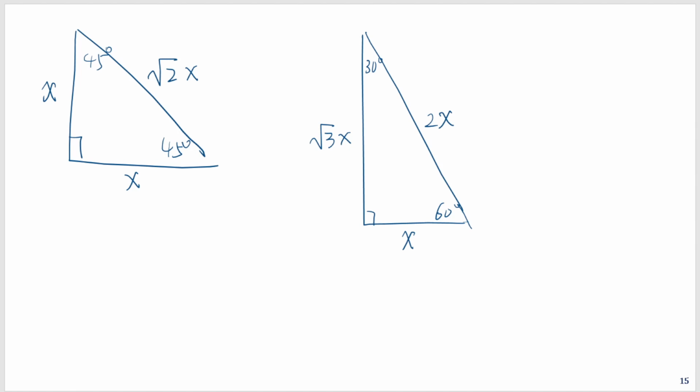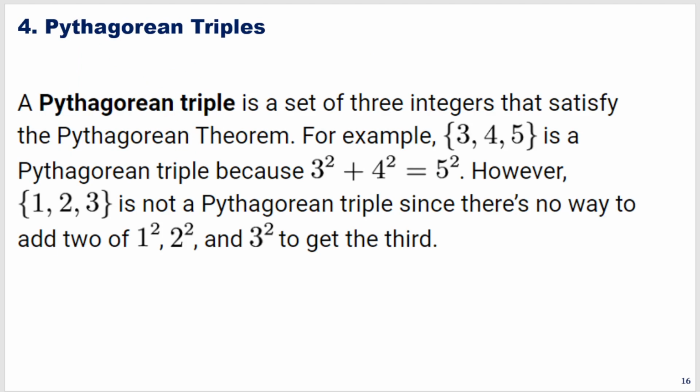Okay, any questions? No? Alright, then let's have a look at another concept called Pythagorean triples, which is quite straightforward. A Pythagorean triple is a set of three integers that satisfy the Pythagorean theorem. For example, 3, 4, 5 is a Pythagorean triple because we know 3 squared plus 4 squared equals 5 squared, right? However, 1, 2, 3 is not a Pythagorean triple since there's no way to add the squares of two of the three numbers to get the square of the third number. Did you get it? So this concept is called Pythagorean triples.